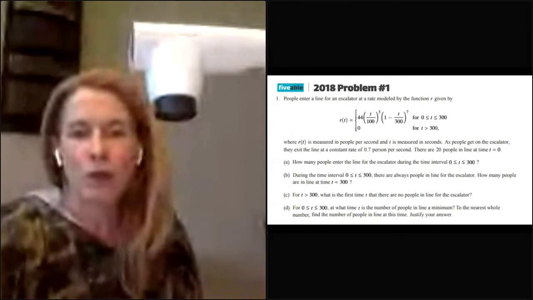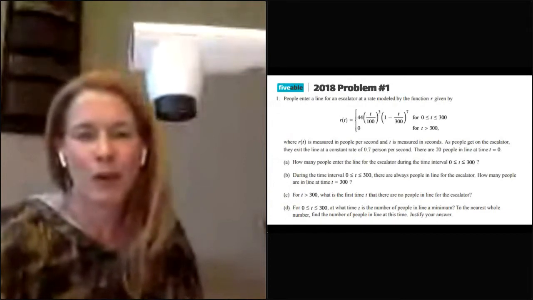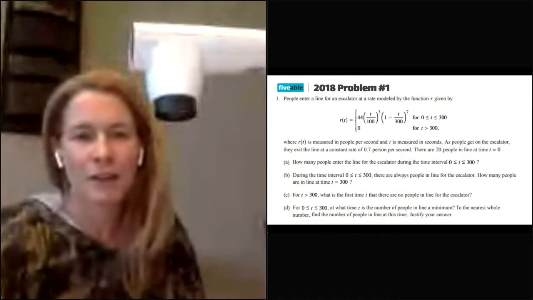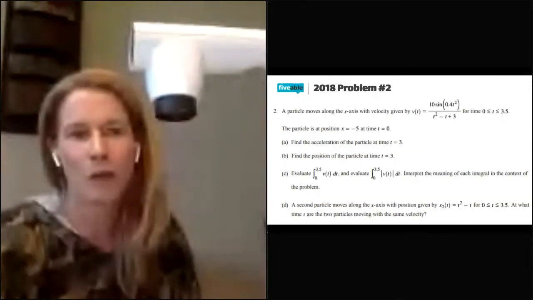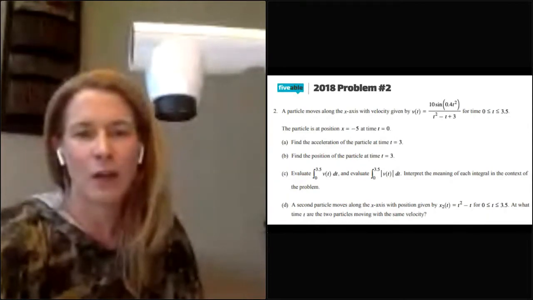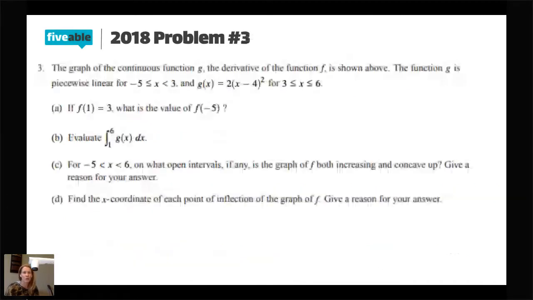So the first 2 problems are calculator friendly. We've got an escalator problem where people are getting on and off of an escalator. Problem 2 is also a calculator friendly problem where we've got a particle moving and we're looking at its movement and velocity, acceleration, etc. And then 3 through 6 are all no calculator problems.